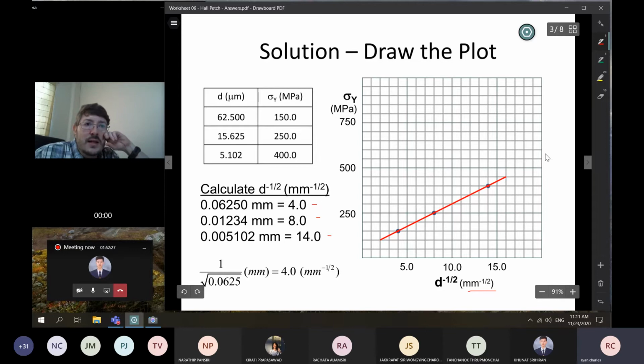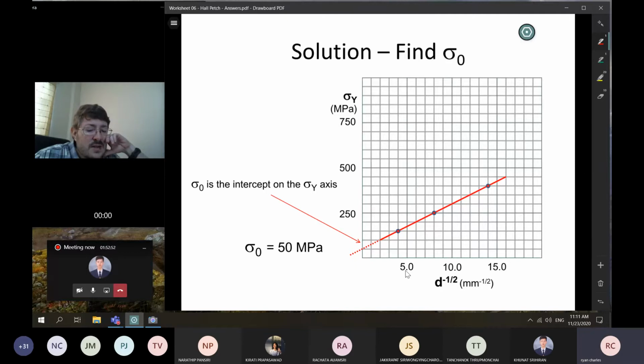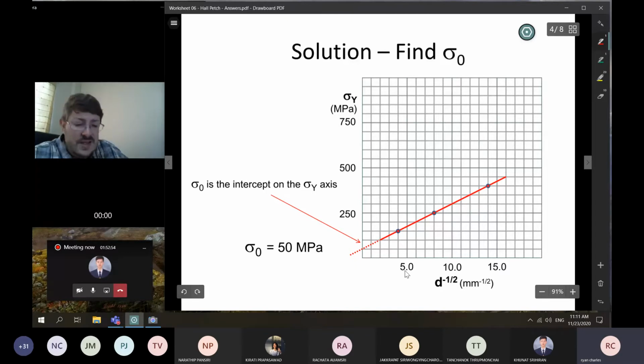And you could extrapolate these lines. You could extend these lines, right? If you extend it and you cross the vertical axis, you're getting sigma naught. Which, if you look at this, you go, 0 grain size? That's how you might interpret that. That's not what it's supposed to mean. It's not actually 0 grain size. It has to do more with crystal slip.